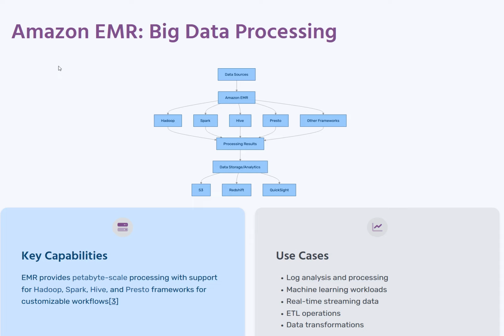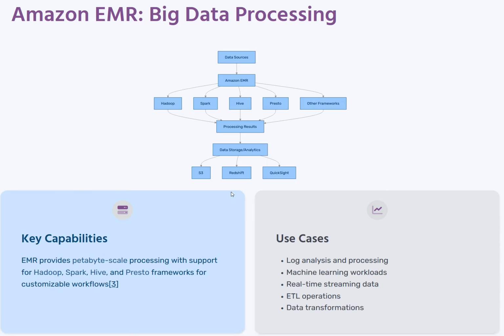All right, so Elastic MapReduce, big data processing system, Amazon EMR, right? So let's have a look at this. It gives you different types of workloads coming into a data source, and then Amazon EMR processing through EMR. So you get Hadoop, Spark, Hive, Presto, other frameworks, and then you get processing results, data storage, analytics, right? And then according to your workload, whatever you're processing, you can direct it to S3 buckets or Redshift, or you can get a report from QuickSight, right?